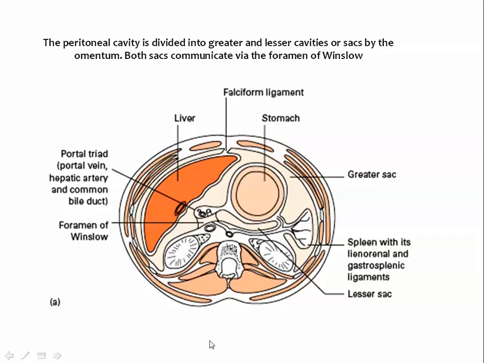You know that the peritoneal cavity is divided into two sacs or cavities, the lesser sac and the greater sac. The lesser sac is small and is located posterior to the stomach and anterior to the pancreas in this particular area. The rest of the peritoneal cavity represents the greater sac. There is a connection between the lesser sac and the greater sac, which is the foramen of Winslow, which is related to the region of the porta hepatis.